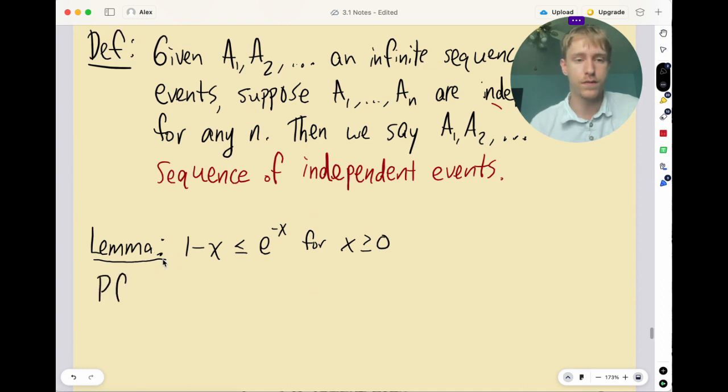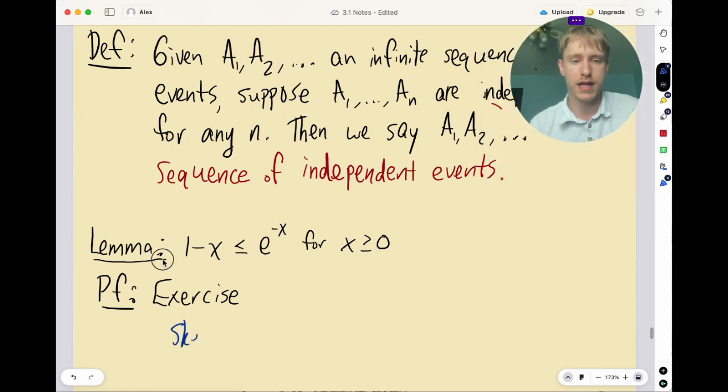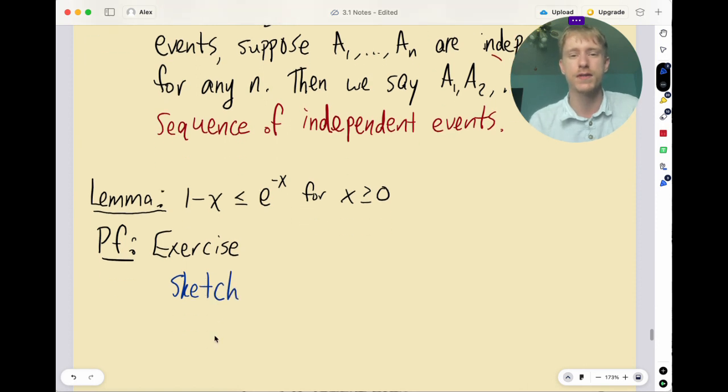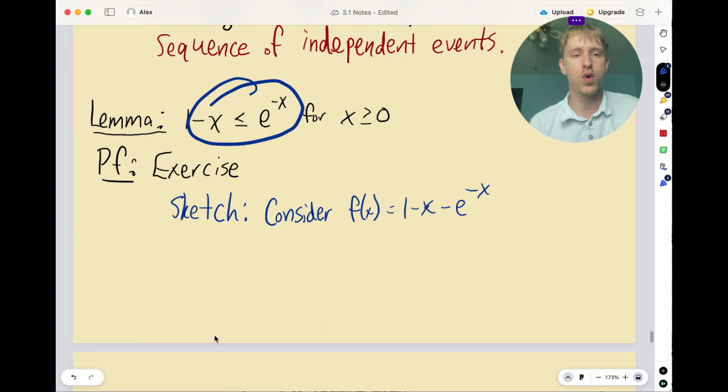Okay, so proof exercise, although I will sketch out the idea. So a sketch of the proof. And this is really an exercise in calculus. I guess there are other ways of doing it, but probably calculus is your best bet. So how do you prove an inequality? Well, consider the function f of x equal to 1 minus x minus e to the minus x. If this inequality were true, then 1 minus x minus e to the minus x would be less than or equal to 0.